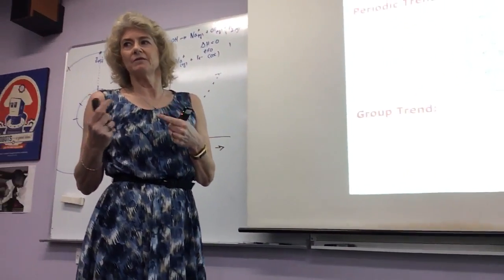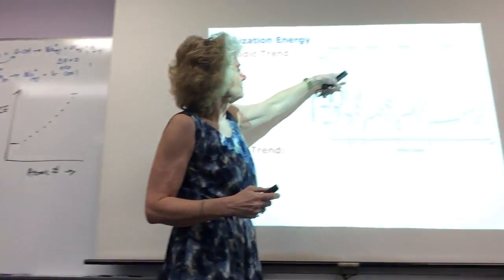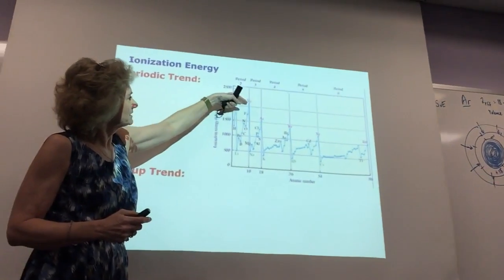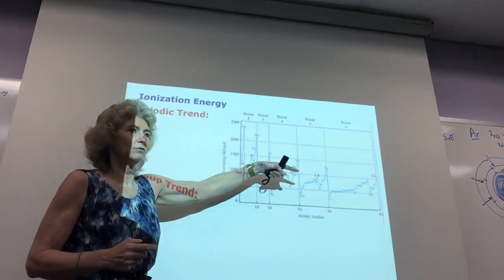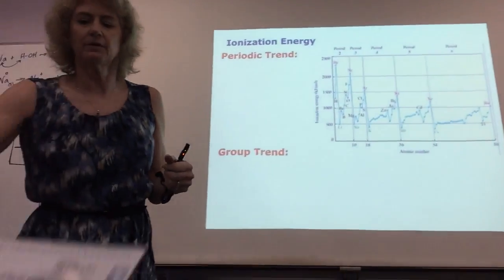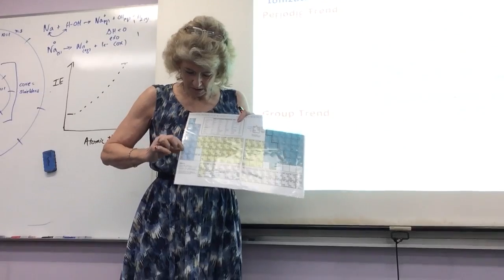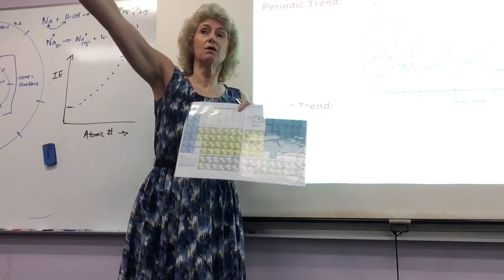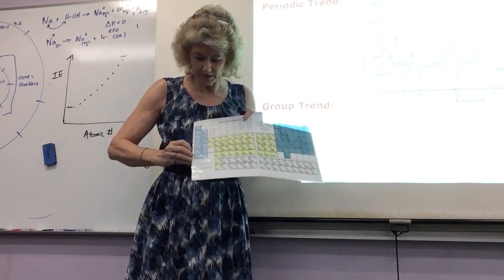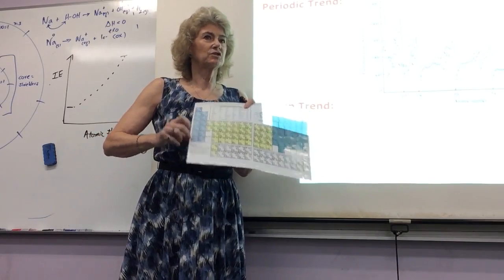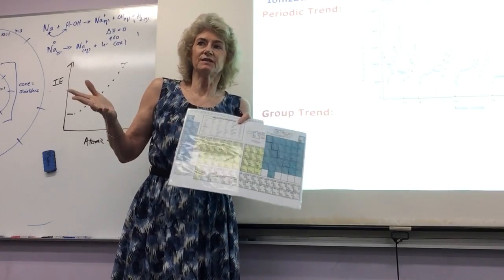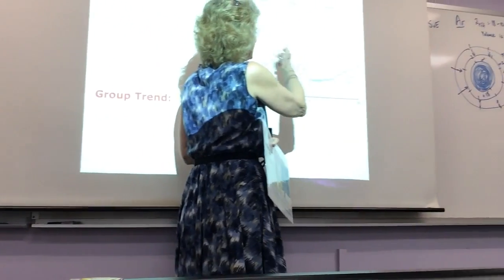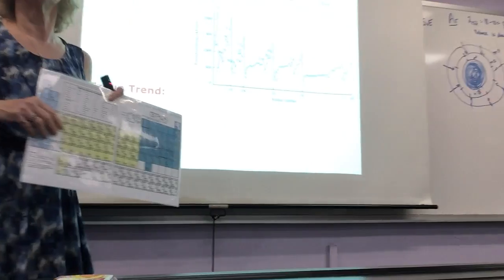But what's up with down the group? Helium, neon, argon, krypton, xenon, radon. So why is the IE getting lower down a group? What happens down a group? There's more and more shielding electrons, so therefore it's easier for the... Yep. By the time you get to that last row, that very bottom number, they are so loosely held, they come off easy, which means that their IE is lower than the previous noble gas.